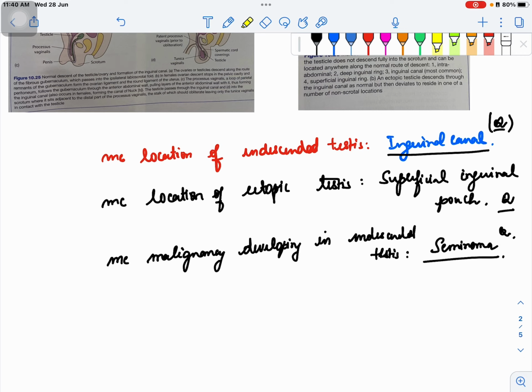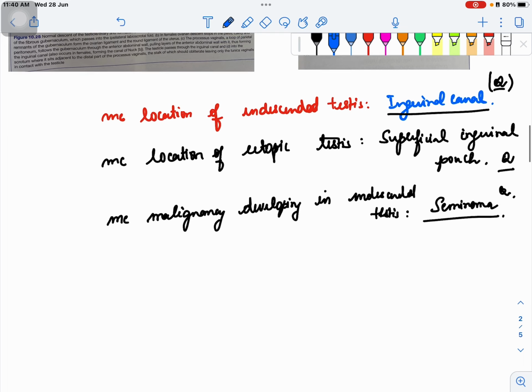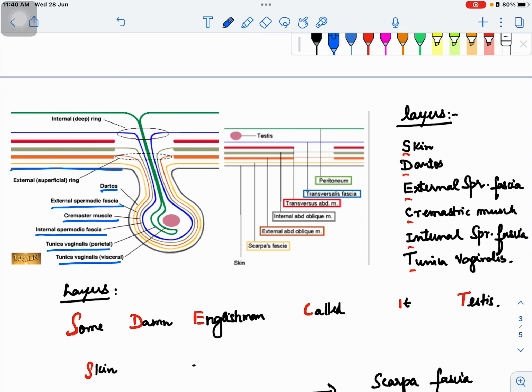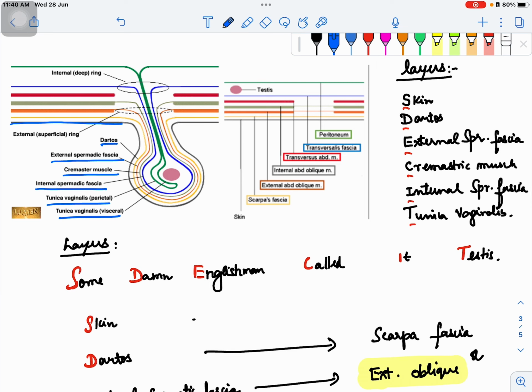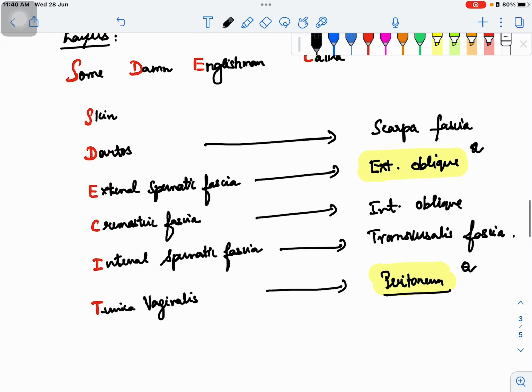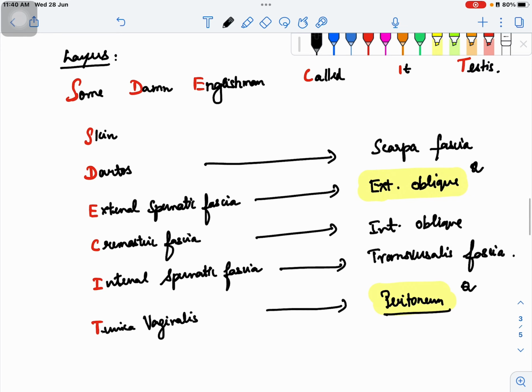You can expect these questions, but in one or two exams they have been asked, but the following things are definitely asked. First, you must know what the layers of the scrotum are. The layers of the scrotum are given by a very beautiful and very old mnemonic, that is, "Some damn Englishman called it testis." So if you see skin, dartos, external spermatic fascia, cremasteric fascia, and then the internal spermatic fascia and the tunica vaginalis, and then the testis. But this is not the question which is usually asked. The question which is usually asked is, this structure is derived from which?